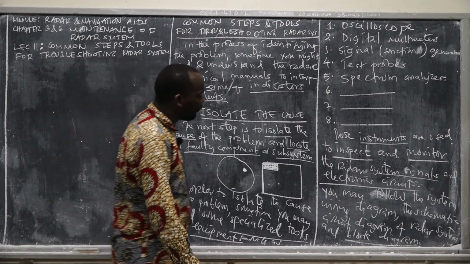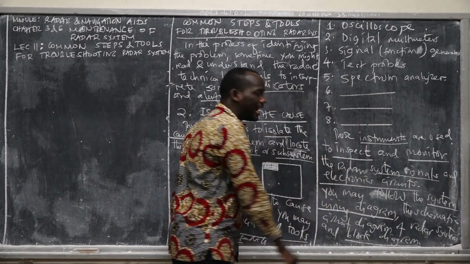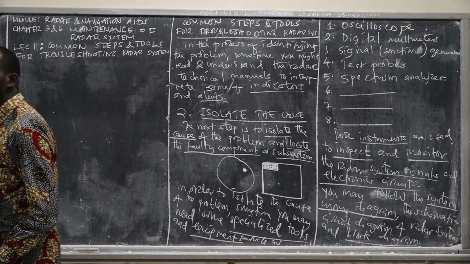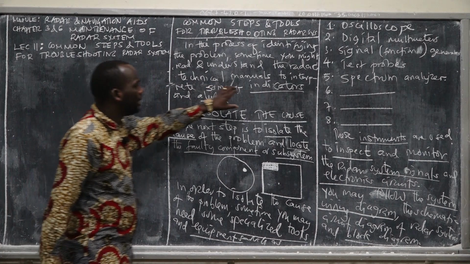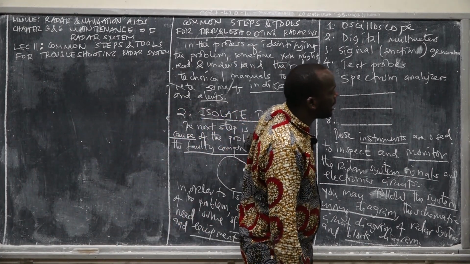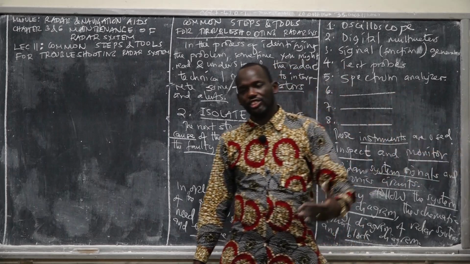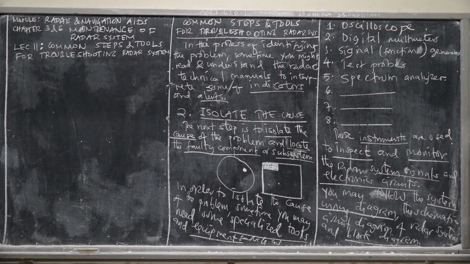Also, you may follow the system wiring diagram. For instance, you wired it from the power source to the motherboard, and then you took another wire from the motherboard to the display. That's what we call the system wiring. We don't mean house wiring, but the system wiring.